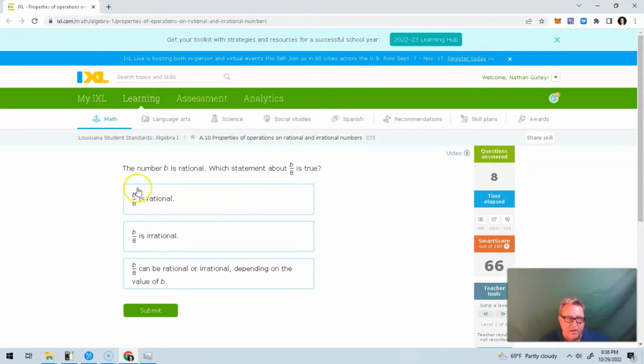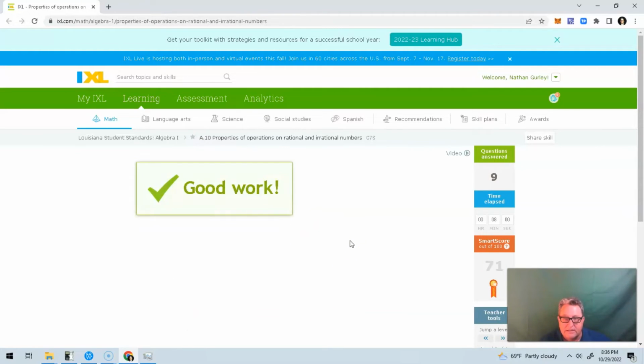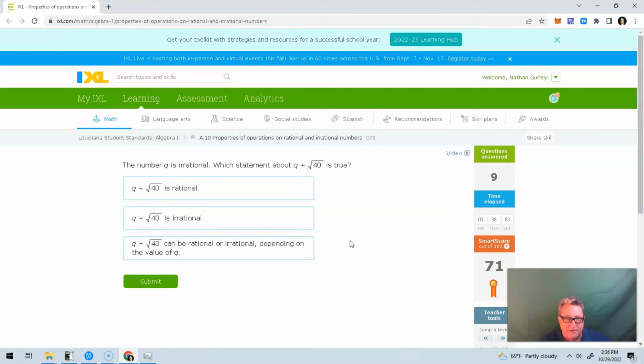So far so good. The number b is rational. Which statement about b divided by 8 is true? Rational divided by rational is a ratio, and that's good. Maybe a couple more we'll call it.